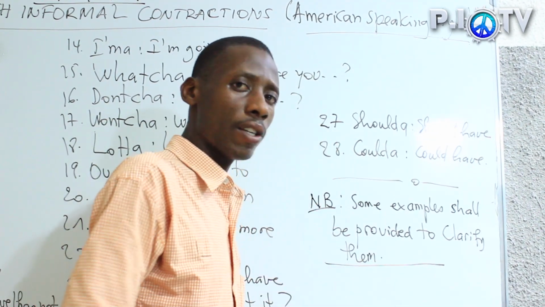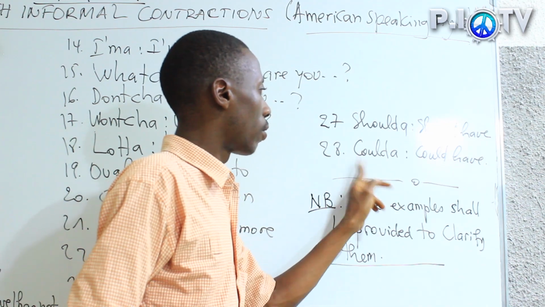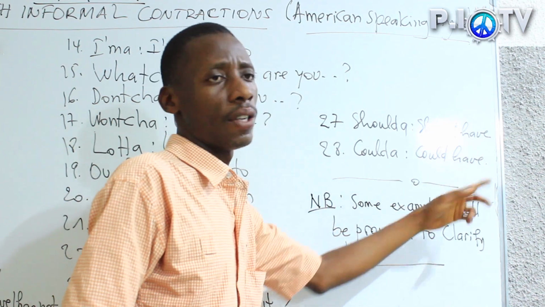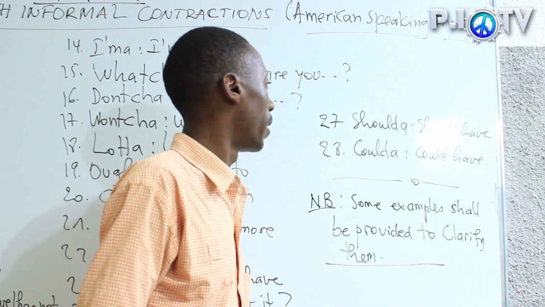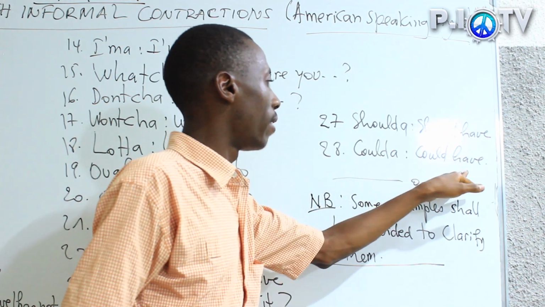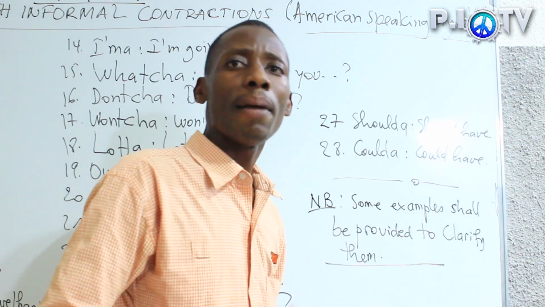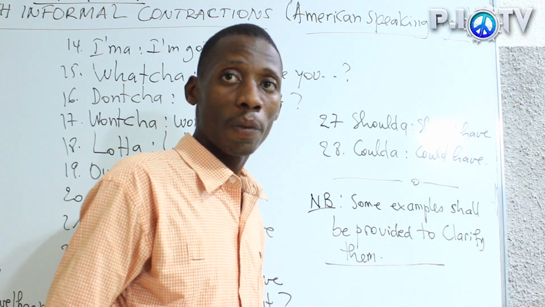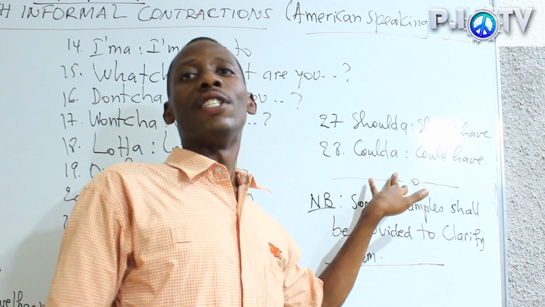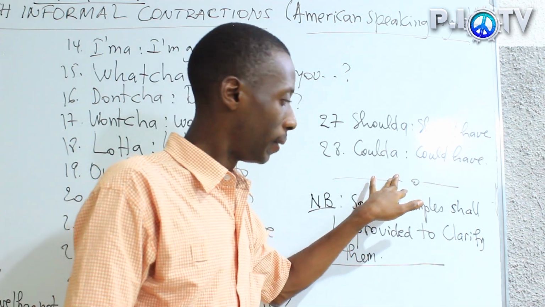The last one to finish is "coulda." Coulda is could have. It's the same form, same formula. Coulda means could have. Like, I could have managed my time very properly.